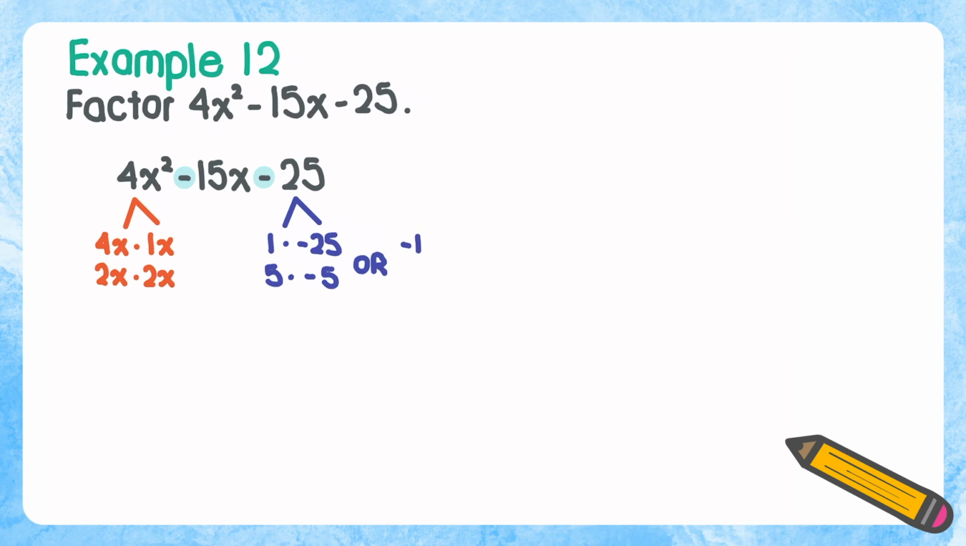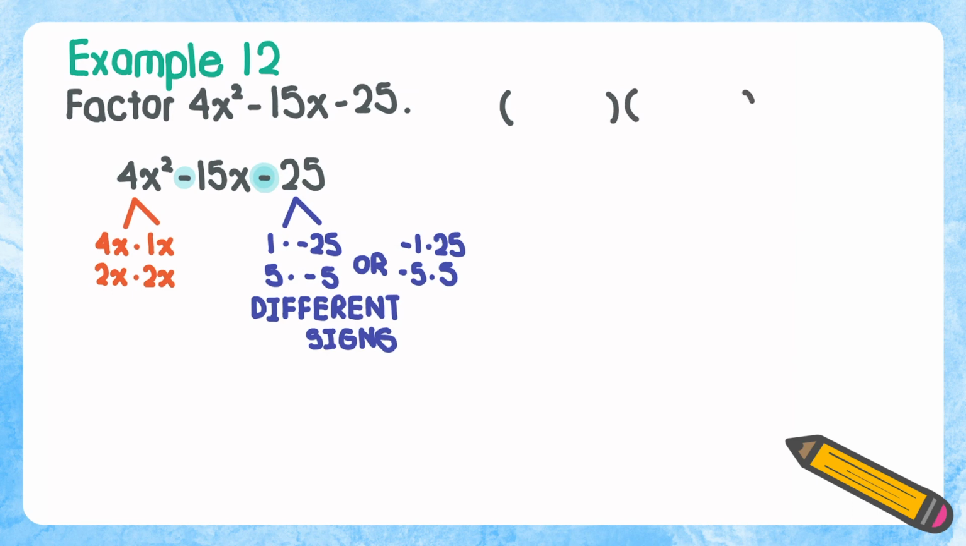So negative 1 times 25 or negative 5 times 5, which is technically the same thing as earlier, just written the other way around. So notice here, since we want to multiply into a negative 25, we're going to use different signs. So each pair has opposite signs, like a positive times a negative or a negative times a positive. Let's take a look to see which combinations will work. So let me write out the two sets of parentheses.